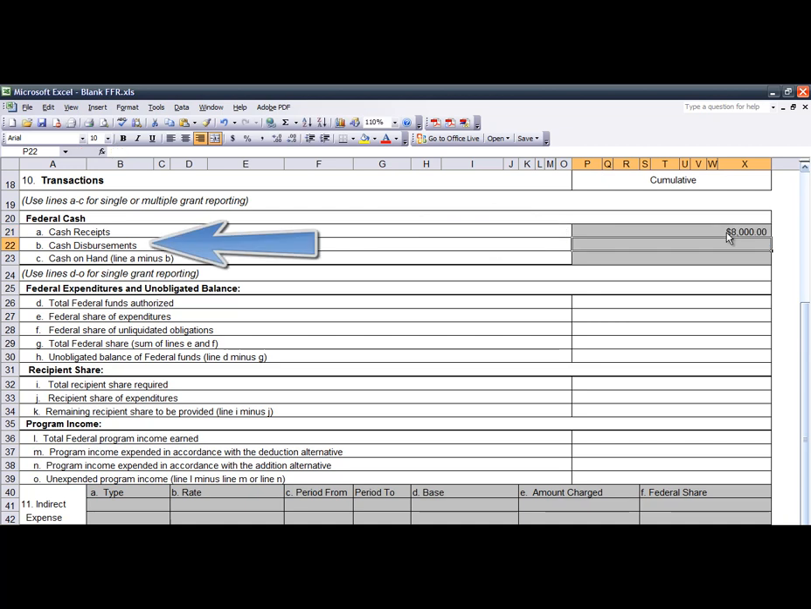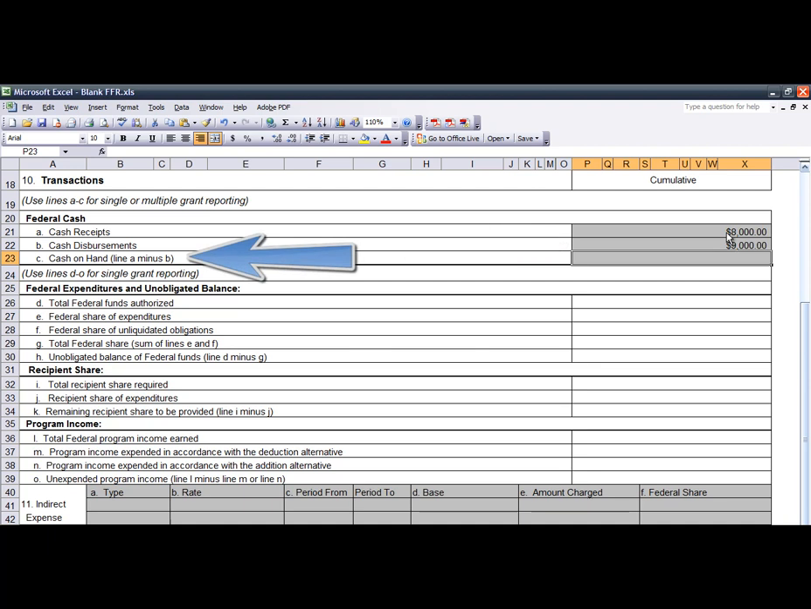For line 10B, I will be entering the cumulative amount of federal fund disbursements or expenditures as of the reporting period end date. Disbursements are the sum of actual cash disbursements for direct charges for goods and services, the amount of indirect expenses charged to the award, and the amount of cash advances and payments made to subrecipients and contractors. The sum of the cumulative cash disbursements on the FFR attachment must equal the amount entered here on line 10B. And in this case, my actual expenditures are going to equal $9,000.